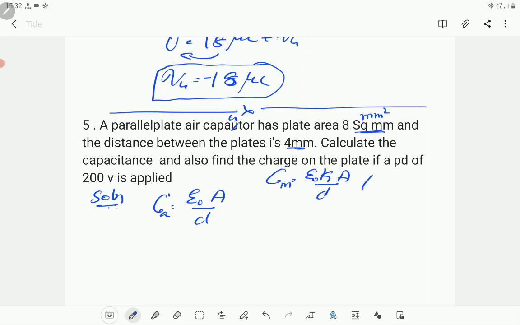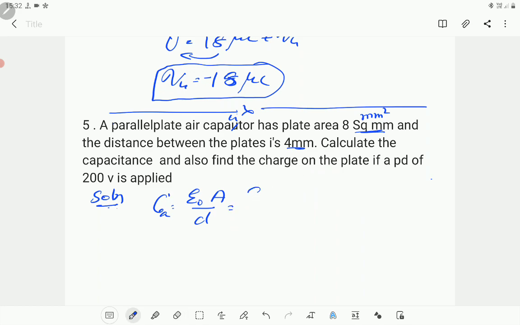If area is, say, like circular plate, pi r square. Length into breadth, if it is rectangular. Square plate, A square. Side length is A. Like that, we will make a substitution for the area. Here area is given. So let's start with this.